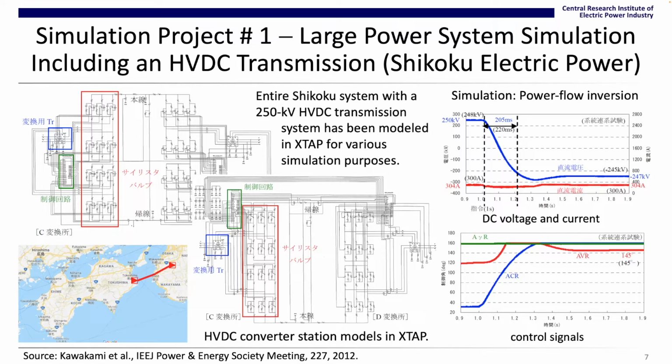As shown in the figure at the left bottom corner, the power system of Shikoku Island is connected to the main island system using a 250 kV HVDC transmission system. For the analysis of the HVDC transmission system and also for the analysis of the Shikoku AC system, the entire Shikoku system, including the HVDC transmission system, has been modeled in XTAP. The simulation model is used for various simulation purposes, and the result of a case simulating power flow inversion at the HVDC transmission system is shown as an example.